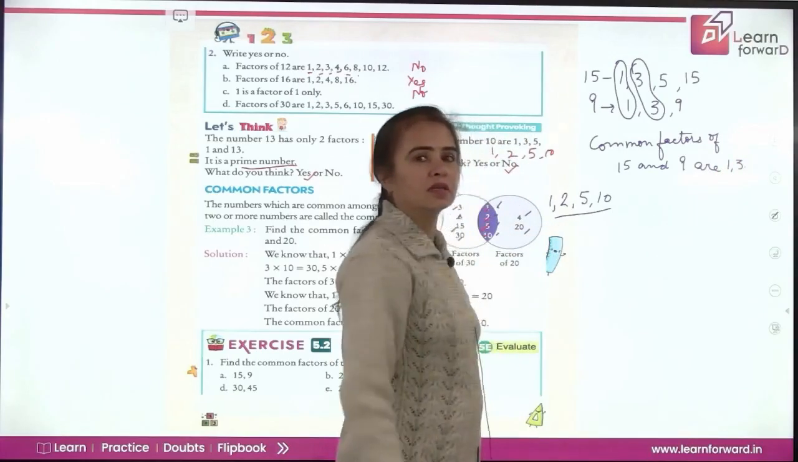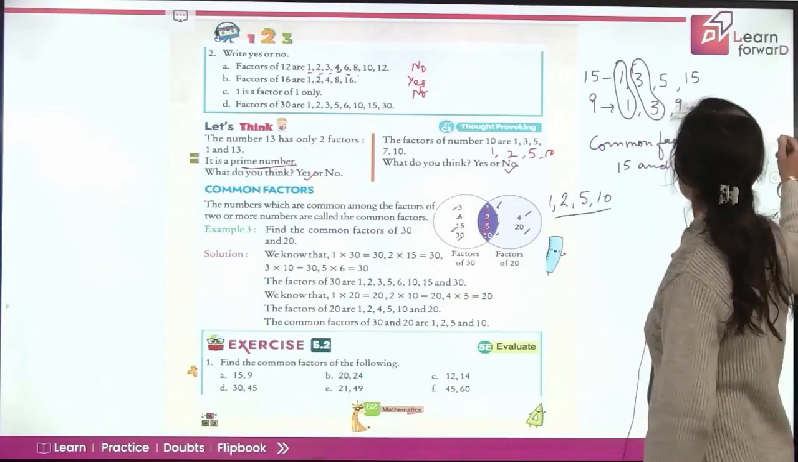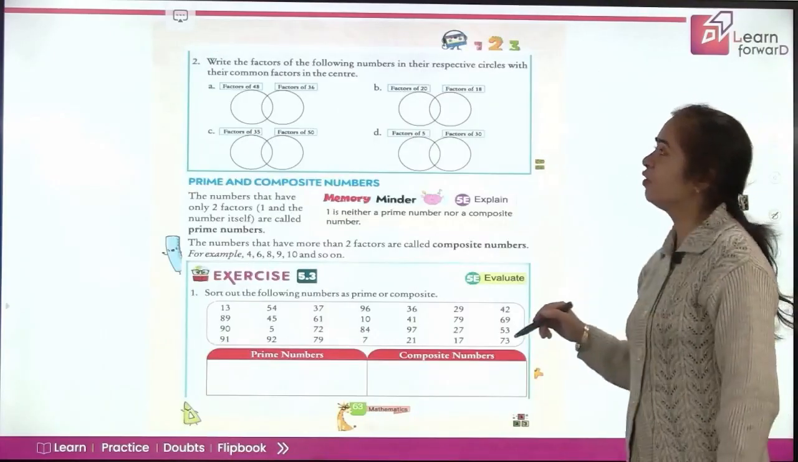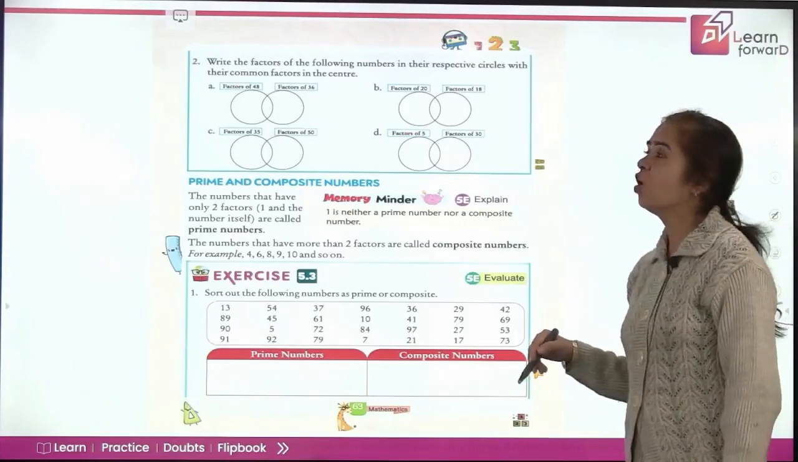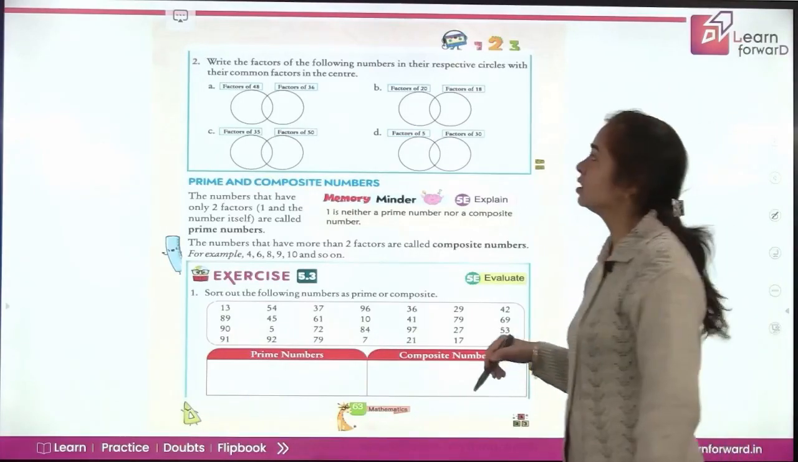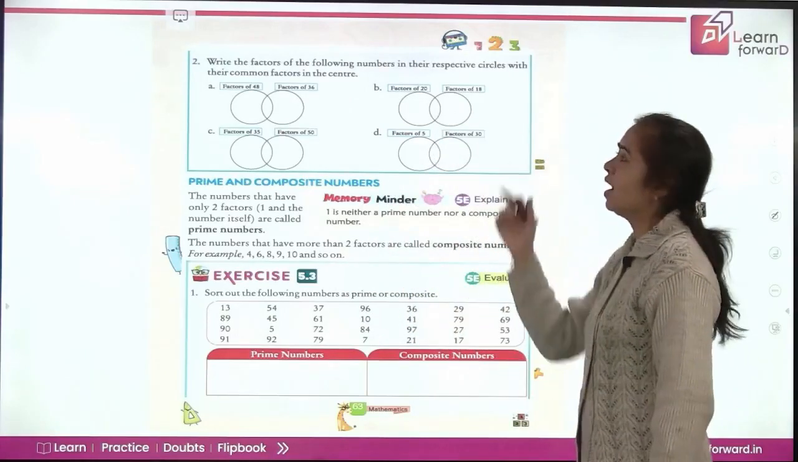That's it. Easy. So I'm sure you can do the rest of the parts yourselves. Let's move to the next. Write the factors of the following numbers in their respective circles with their common factors in the center. So here, let's take just one part, 20 and 18.